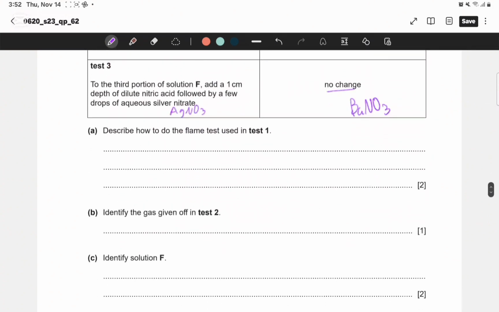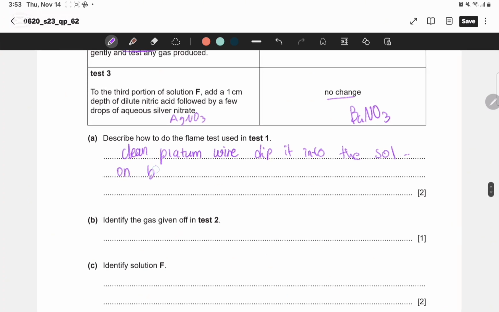Okay, so describe how to do the flame test used in test 1. So if we want to do a flame test, what do we do? First we get a clean platinum wire, and then we dip it into the solution we are testing, and then we put it on top. So put it on the blue flame of a Bunsen burner. Okay, you have to say blue flame.